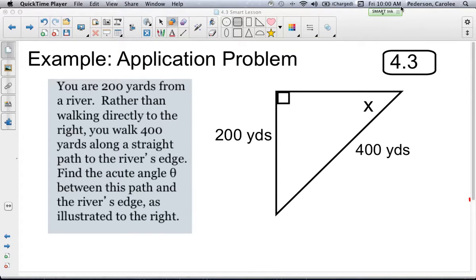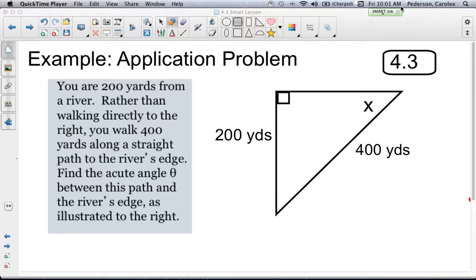This is 4.3, part 2. We have 2 problems left. This application problem says you're 200 yards from a river. Rather than walking directly to the right, you walk 400 yards along a straight path to the river's edge. Find the acute angle theta between its path and the river's edge, illustrated to the right.